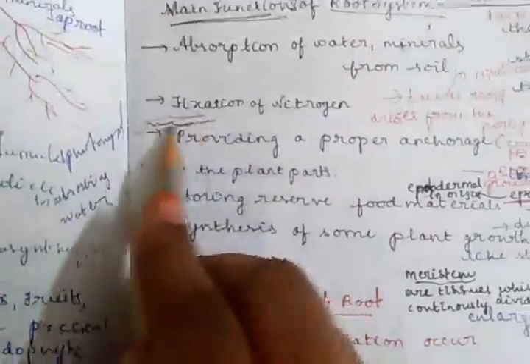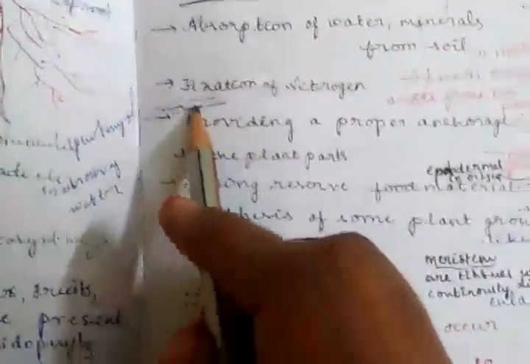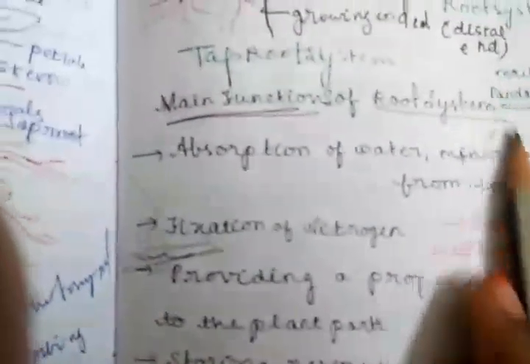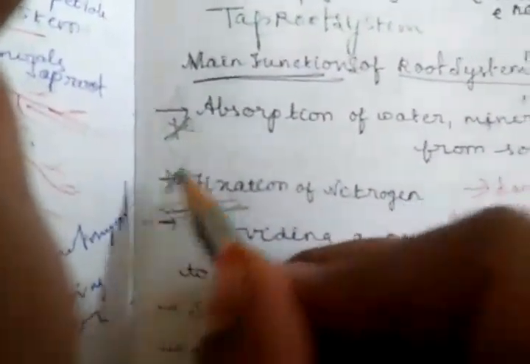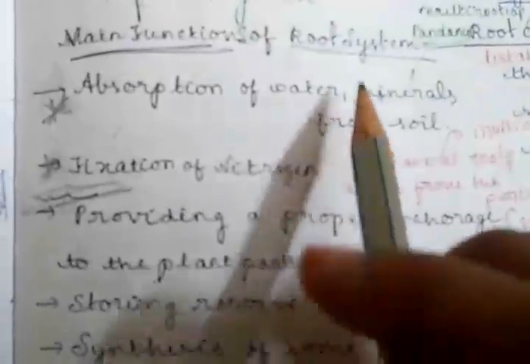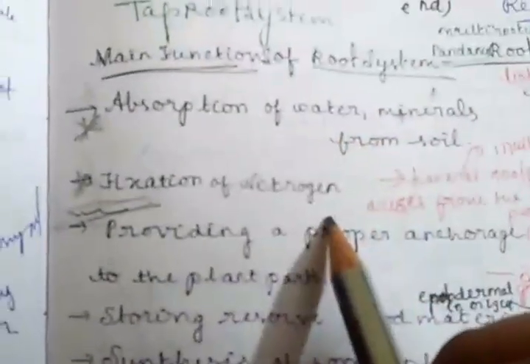Friends, I have marked one line here, which means you can remember these two only. These are not that necessary. These two are very, very, very important. Please remember these both. Okay, friends? If anybody asks you what the functions of the root system are, you can say these two only.